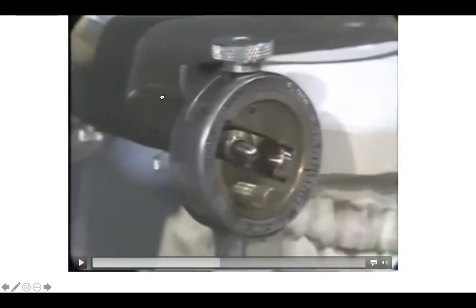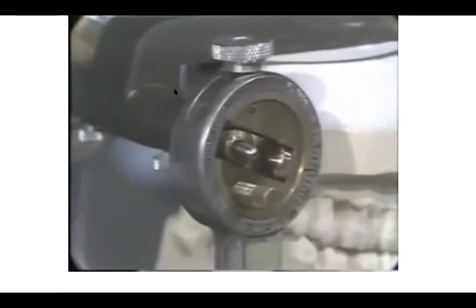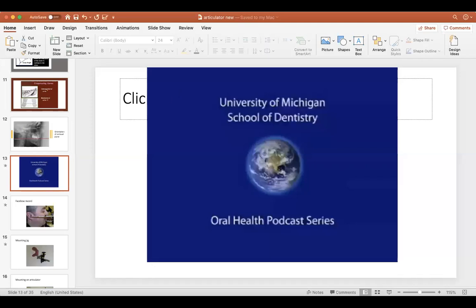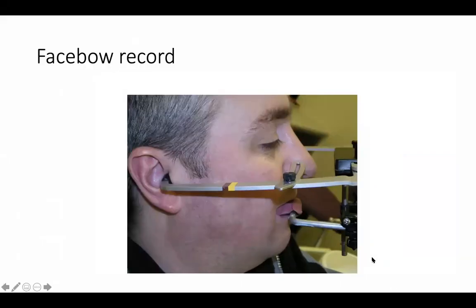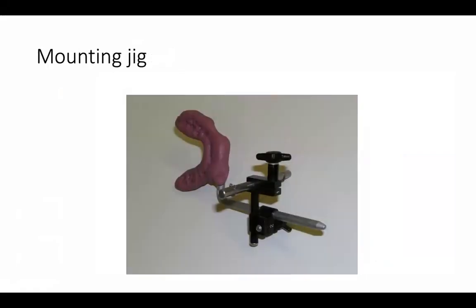So up till now, we have learned the different parts of the articulator. I want you to first focus on the parts, and then we are going to focus on the functions of it in the remaining part of the lecture. So you have gone through the face bow record, the orientation relation record. How do we take it? We know that it is required, especially in partially dentate individuals. It is required for mounting the cast onto the articulator.